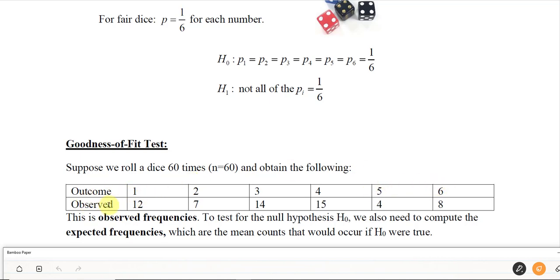And then the observed value. So out of 60 times, there are 12 times that you would get number 1. There are 7 times that you would get number 2 of the die. There are 15 out of 60 times that you roll the die that you would get number 4, and so on. So these are the observed frequencies. Now to test the null hypothesis H0 here, we also need to compute something called the expected frequencies. The expected frequency is the mean count that would occur if the null hypothesis is true.